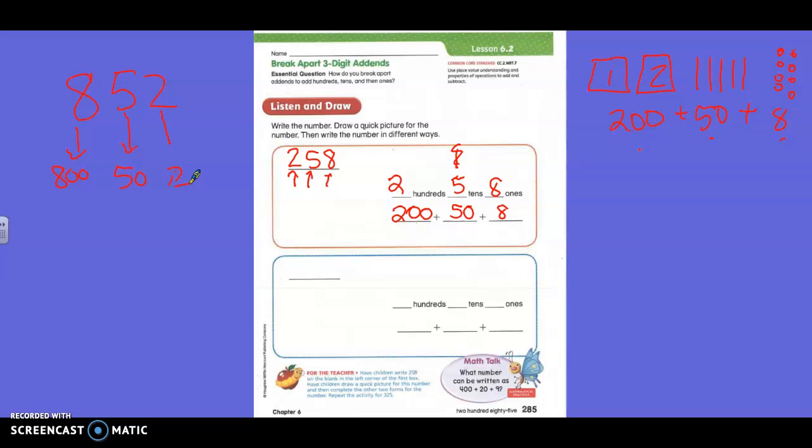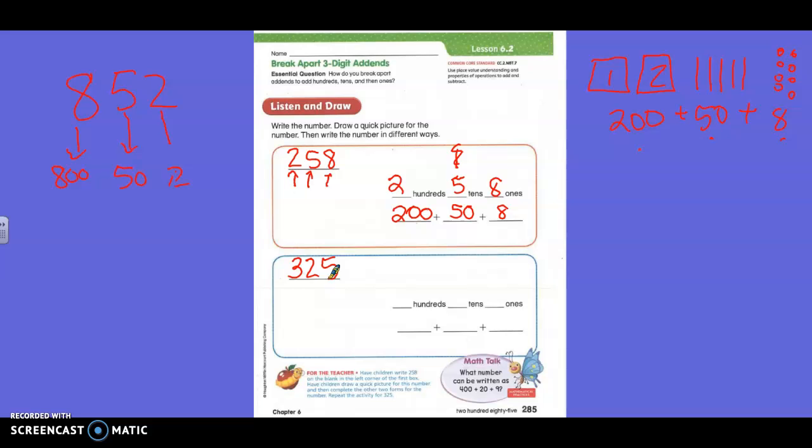Alright, let's do the next blue box. In the blue box on the corner, I want you to write 325. It's up to you. Look up here at the red box if you need help, because we did it together. What number should you put here for the hundreds place? Now I don't want you to answer, I want you to write it. What number goes right here for the tens? Write it. And what number goes here for the ones? Write it.